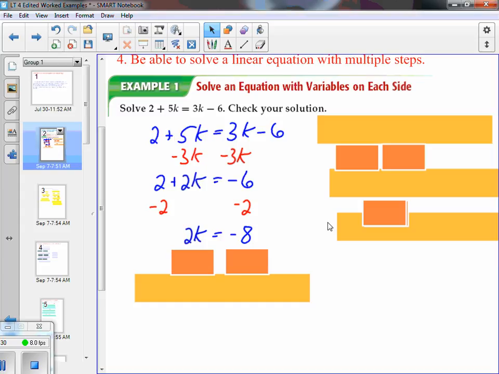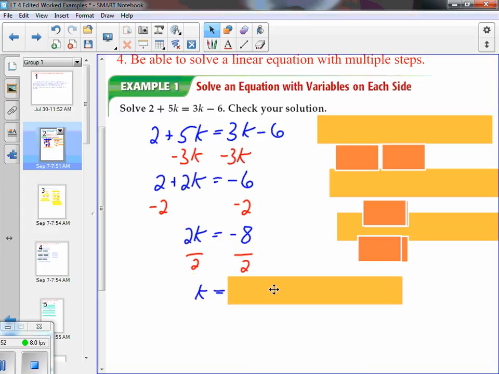I've got the variable term on one side, the constants on the other. At this point, it's almost always division. It could be multiplication, like if that was a 1/3 k, the way to get rid of the 1/3 would be to multiply it by 3. But it's a 2k, so divide both sides by 2. 2k divided by 2 leaves you with just a k. That's what we've been after the whole time. Negative 8 divided by 2 is negative 4.